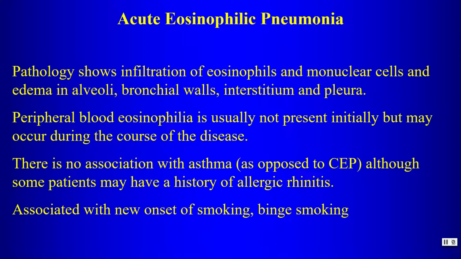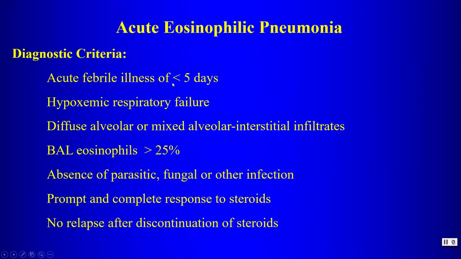They may not have peripheral blood eosinophilia initially, although it tends to occur at some point during the course of the disease. And this is not associated with asthma, as opposed to chronic eosinophilic pneumonia. So this can be associated with smoking, especially binge smoking. So there are diagnostic criteria for making the diagnosis.